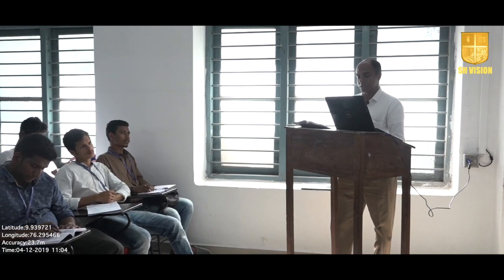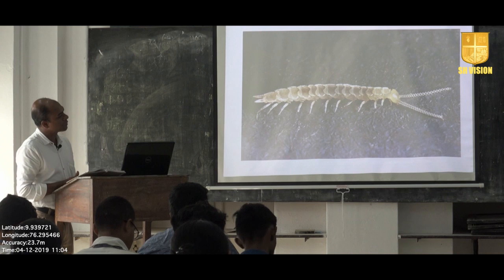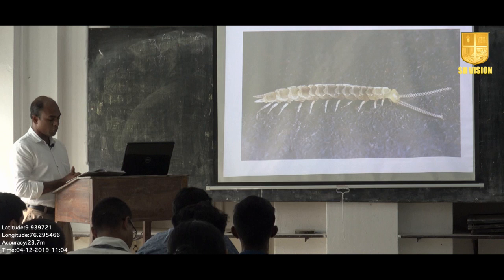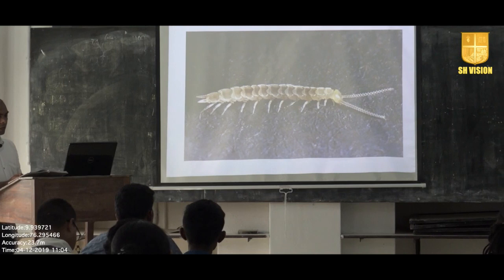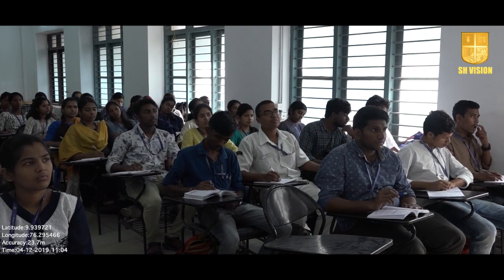Scutigerella possesses a pair of long antennae, as you can see. All that antennae is made up of several segments. And this animal has 12 pairs of legs. Now you can count: 12 pairs of legs and 15 dorsal plates. So these are the dorsal plates. Now you count the dorsal plates. The number of dorsal plates is usually 15.